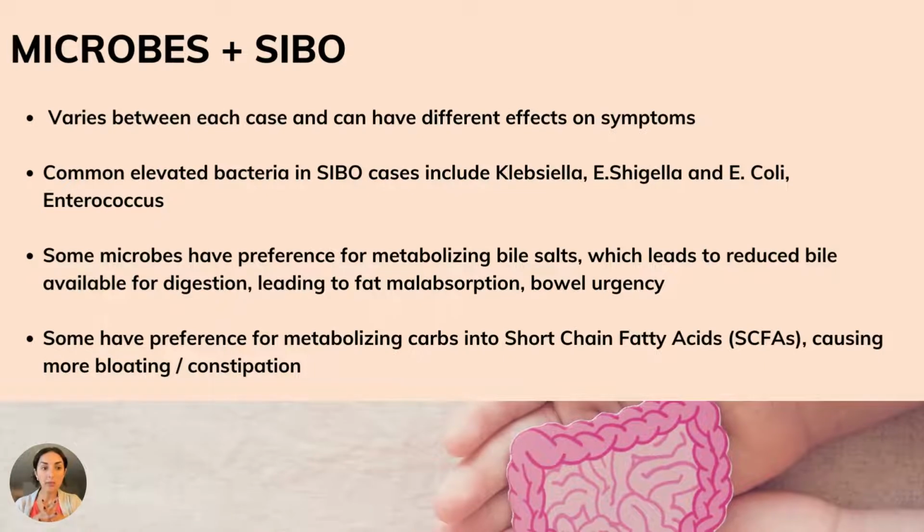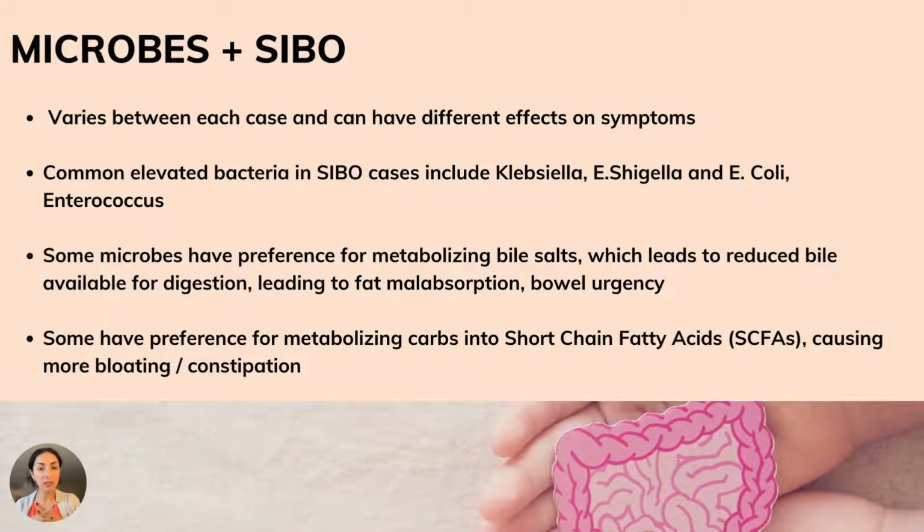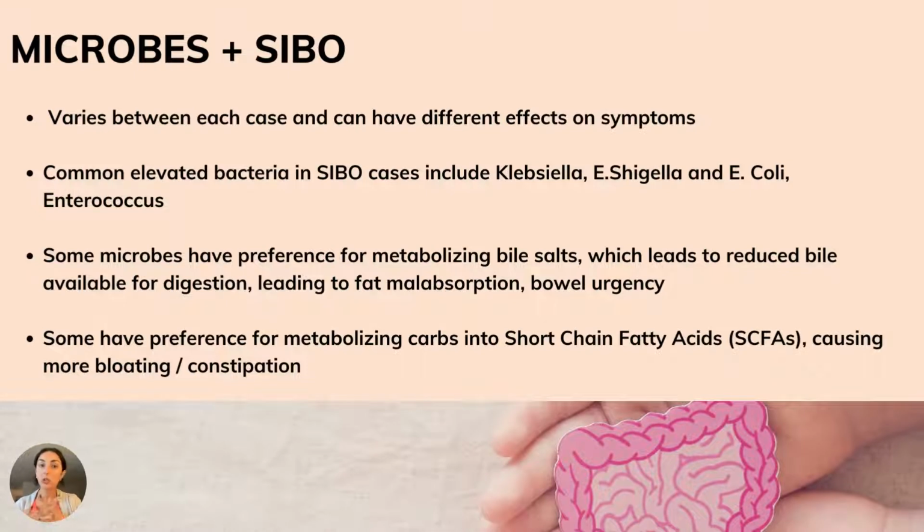Just wanted to touch on the types of microbes that have been found to be present in the small intestine with SIBO. So we have Klebsiella, Shigella, E. coli, Enterococcus. They tend to be some of the nastier ones, I'm not going to lie. They tend to be some more pathogenic bacteria. And how you're going to feel depends again on what these microbes have preference for. Some of them have a preference for metabolizing bile, like I said before, which can lead to reduced bile available for your digestive function.